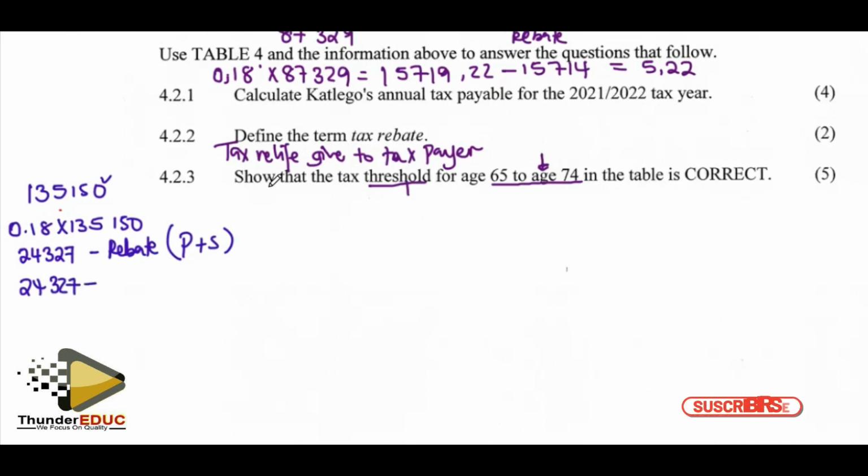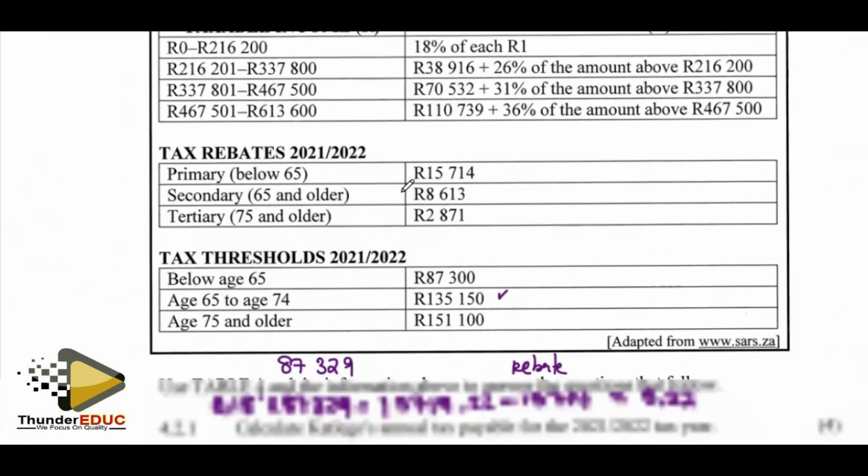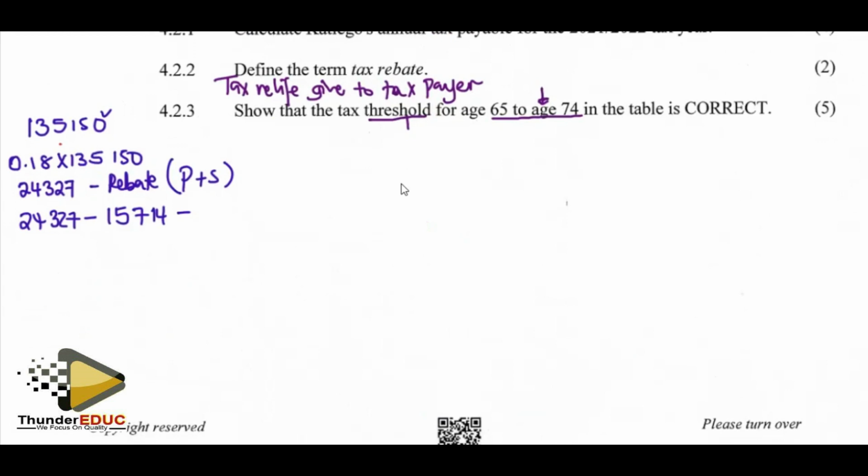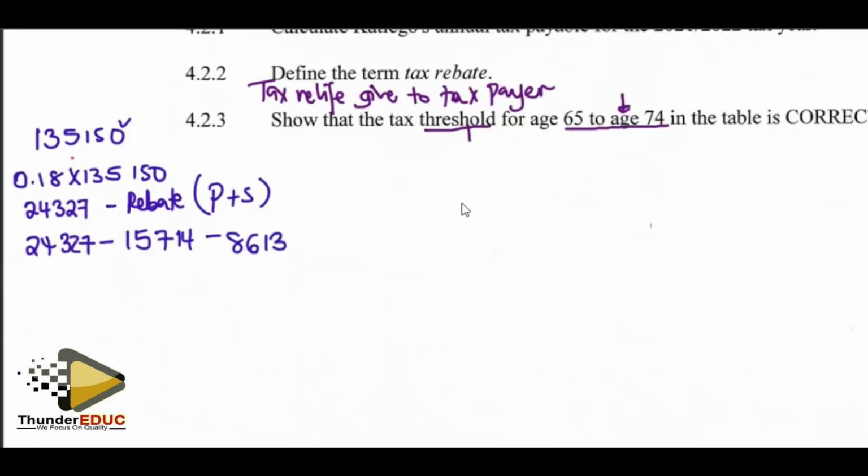So it has to be 24,327 minus the primary rebate, which is 15,714, minus the secondary rebate, which is 8,613. The answer becomes 0. Indeed, it's correct. The threshold is correct.